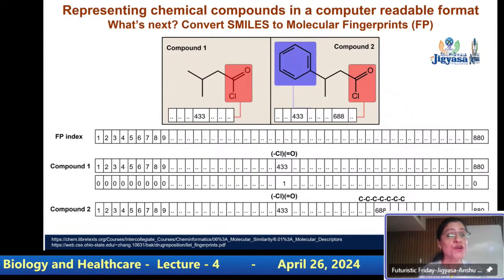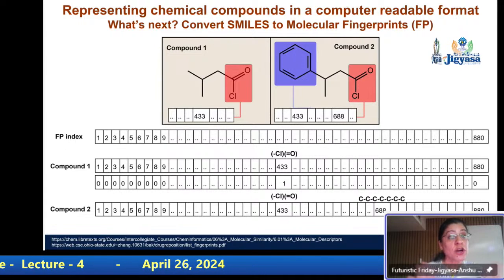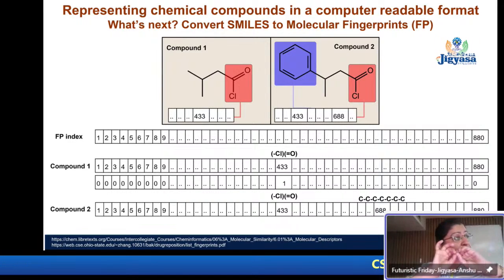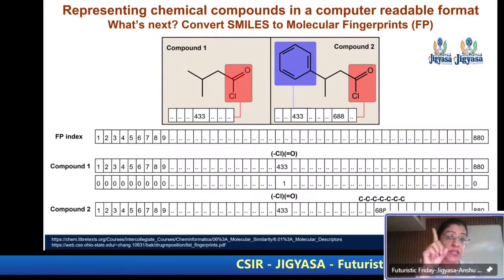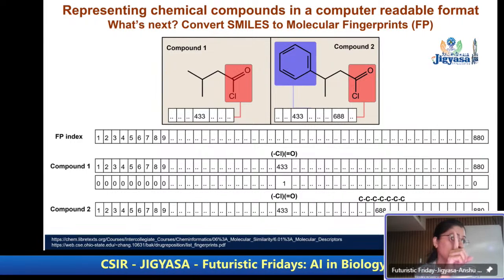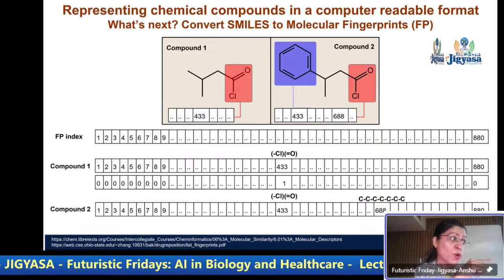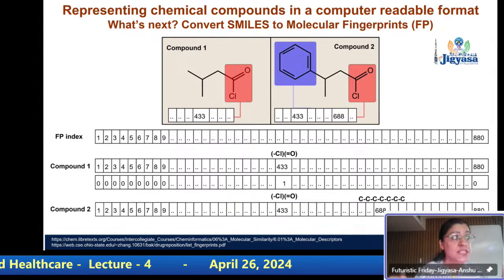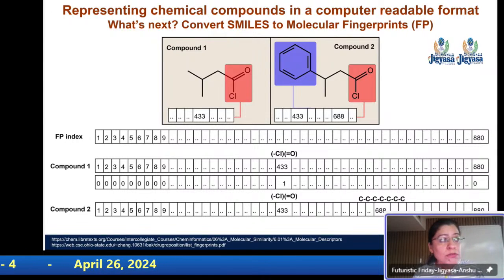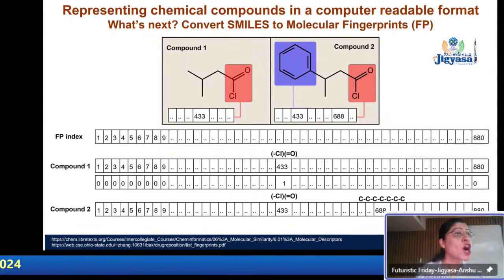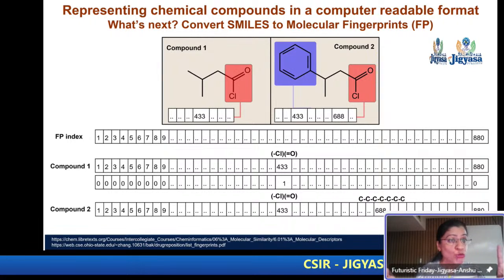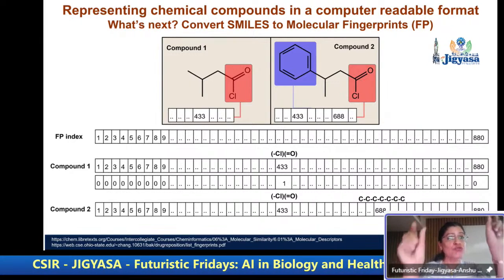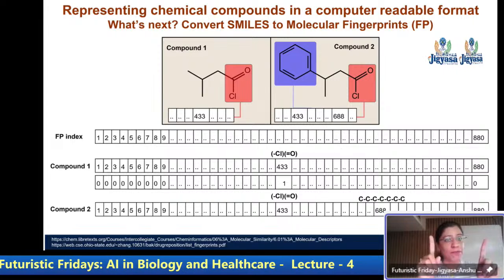Now, what you do is, because compound 1 does not have any other functional group, in your entire array, you make everything else 0 except 433. 433 has a value of 1. There is no other functional group. So everything from 1 to 880 becomes 0. In compound 2, how many zeros will be there? Here, how many ones will be there? 2. One at 433 and one at 688. Because you now know these two functional groups are present in your compound.